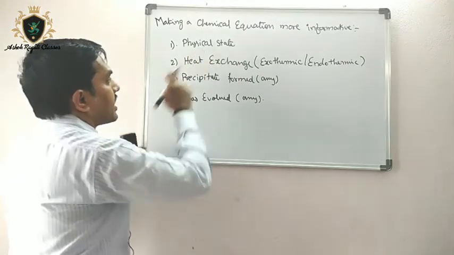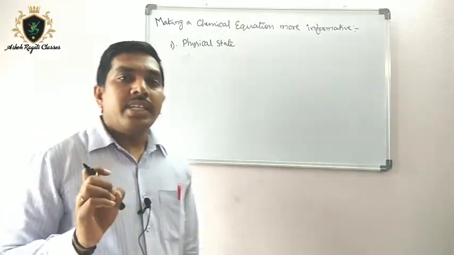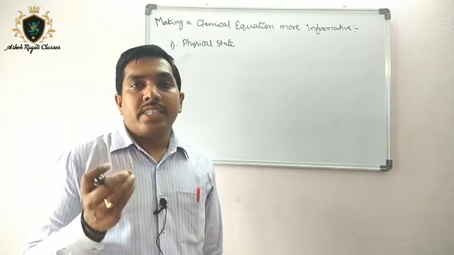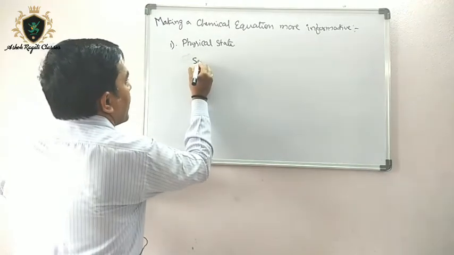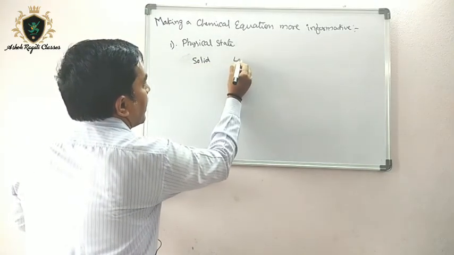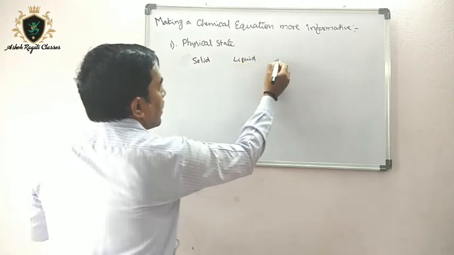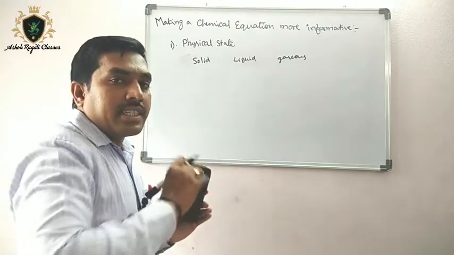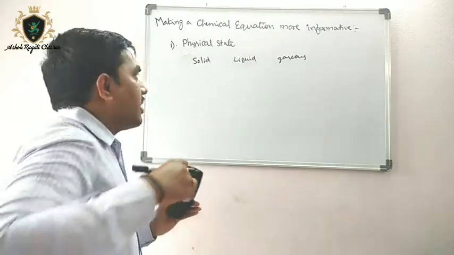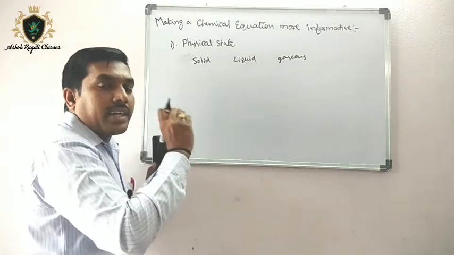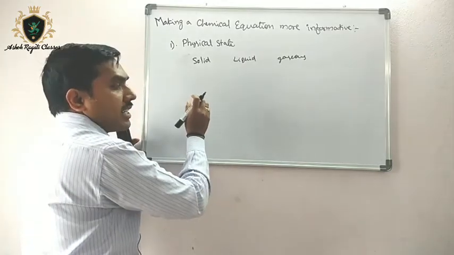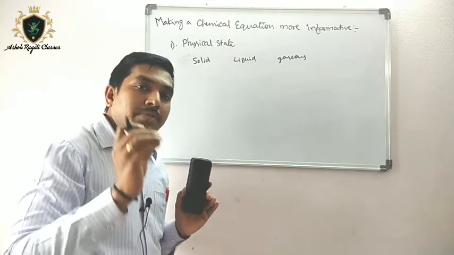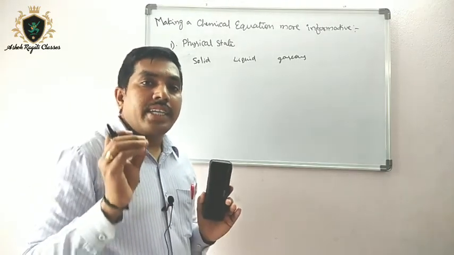First one is physical state. It means we are mentioning the state of the reactants and products. Matter may exist in three states: solid, liquid, gaseous state. If our reactant or product is in a solid, liquid or gaseous state, we will mention it with some symbols, so the reader can easily understand.